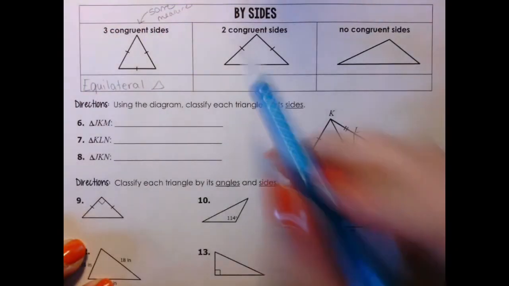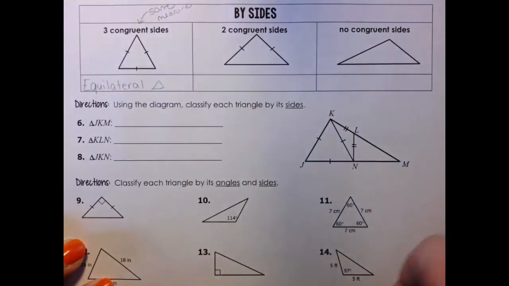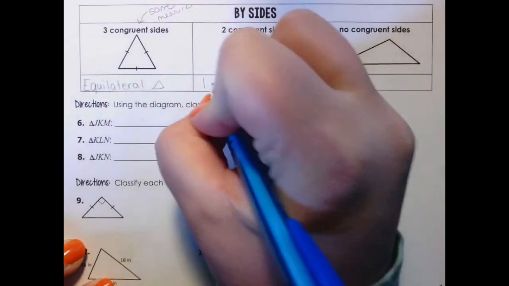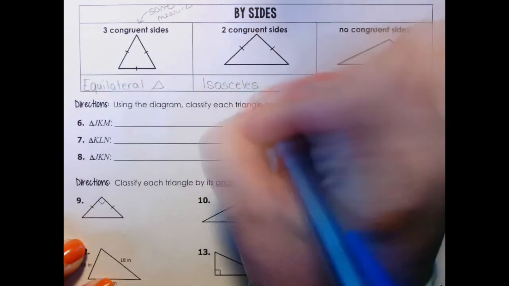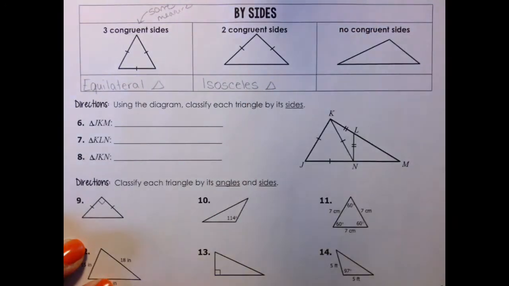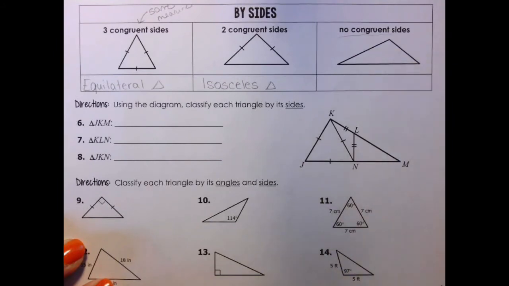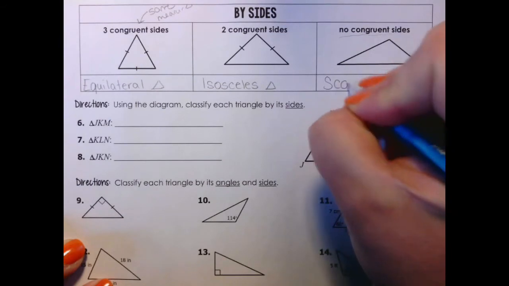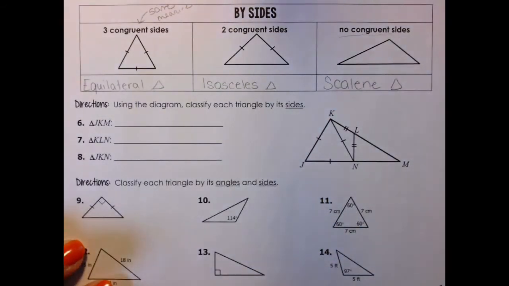If I have 2 sides that are the same length, and one side that is not the same length as those 2, it's going to be isosceles. And lastly, if I have no congruent sides, so all 3 sides are a different measure, this is going to be a scalene triangle. So for numbers 6 through 8, we're going to use our diagram and classify each triangle by its side.